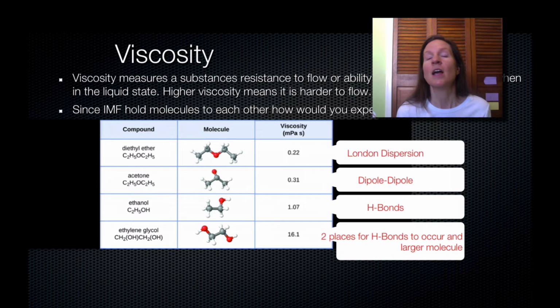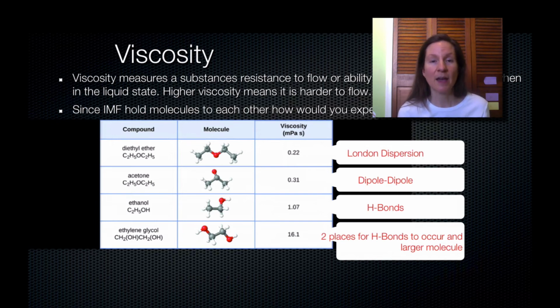Again, since it's a sticky quality, how well it's sticking to itself, that's all about IMF. If we look at a couple of substances here, we have ethylene glycol again, as well as others. If you look at the viscosity and the type of IMF, you can see that there's a relationship. Ethylene glycol, of all of these, has two places where it can hydrogen bond, and it's pretty big, so it's the most sticky on itself.